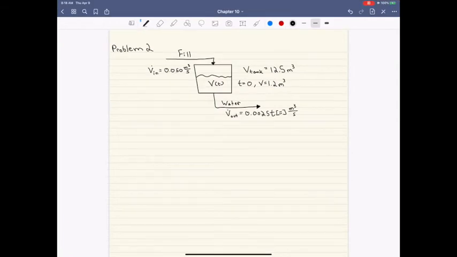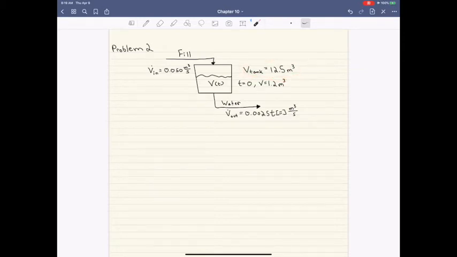And so in this process flow diagram, what we have is a tank that's being filled with water initially at a rate of 0.050 meters cubed per second. At time 0, we say that the tank develops a leak, and the rate of that leak is 0.0025 times time, t here, and that also has units of meters cubed per second. We're also told that the volume of water in the tank initially at the time that the leak springs is 1.2 meters cubed, while the overall volume of the tank is 12.5 meters cubed.